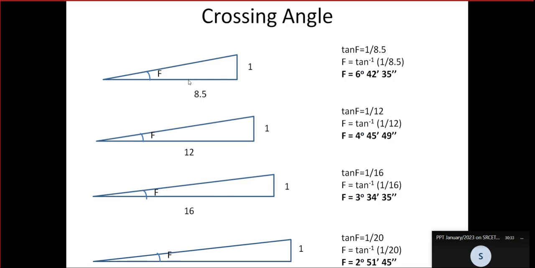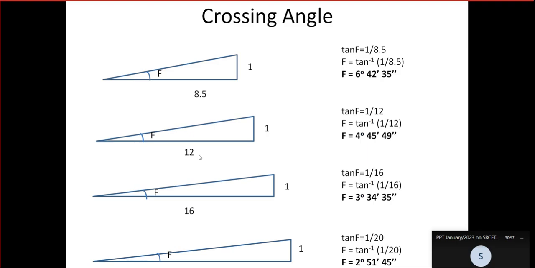The crossing angle is nothing but, you need not memorize it, 6 degree 42 for 1 in 12. It is only the formula, tan F. You know, tan F means opposite side to adjacent side. Tan F equal to 1 by 8.5. F is equal to tan inverse of 1 by 8.5. If you put it in the calculator, you will get the value. This is the crossing angle.